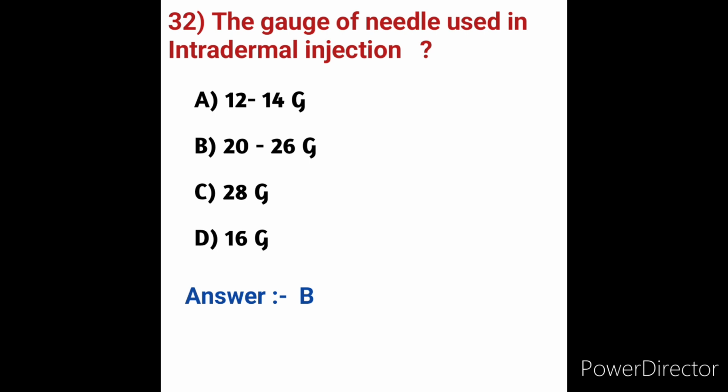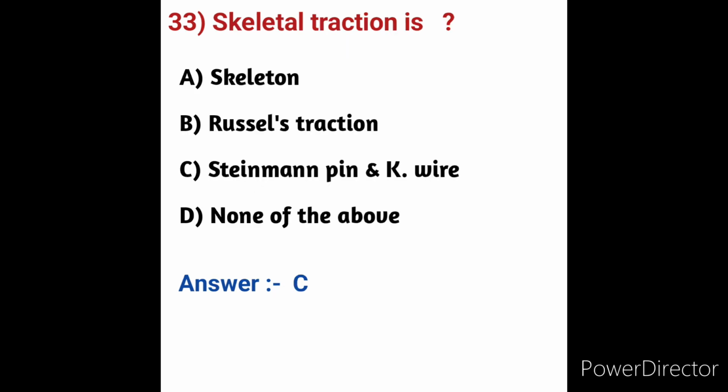20 to 26 gauge is the needle we use in intradermal injection. Tuberculin syringe is calibrated in tenths and hundredths of a milliliter with a needle length of 1/4 to 1/2 inches. Gauge 25 to 27 needle is used for intradermal injection. Here, option B is the correct answer. Next, move on to question number 33.